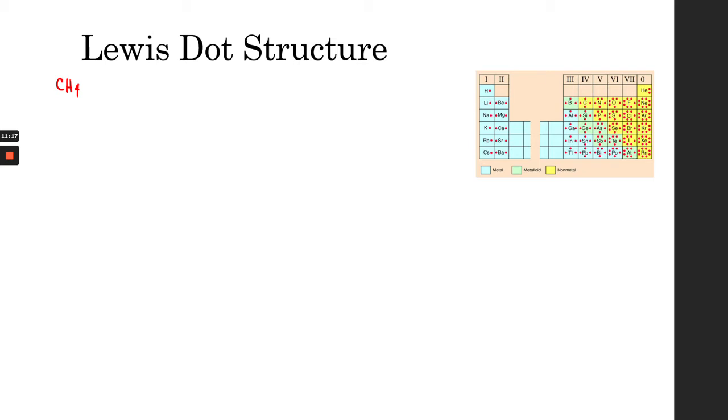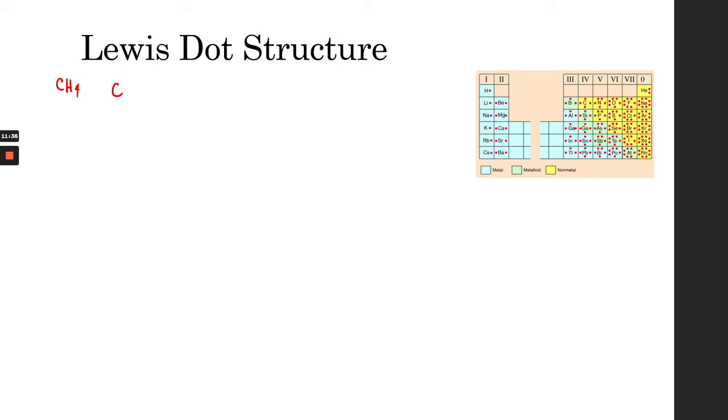What we want to do is first identify the valence electrons of these elements. So we have C, and we know that our C has 4 electrons in its valence shell.